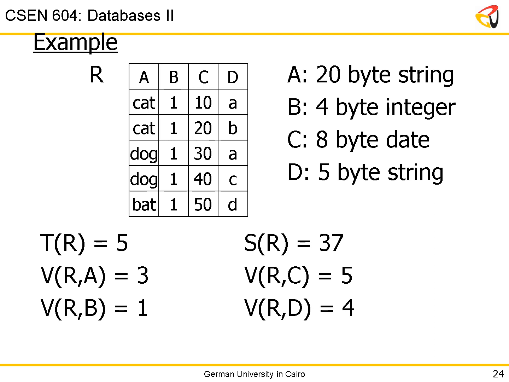The number of unique values in B is 1, obviously. And in C, it's 5. And in D, it's 4. Okay, so V(R, D) is 4. And if I know the size of every column, then I can figure out the size of the row, which is 37 bytes, summing up these numbers.